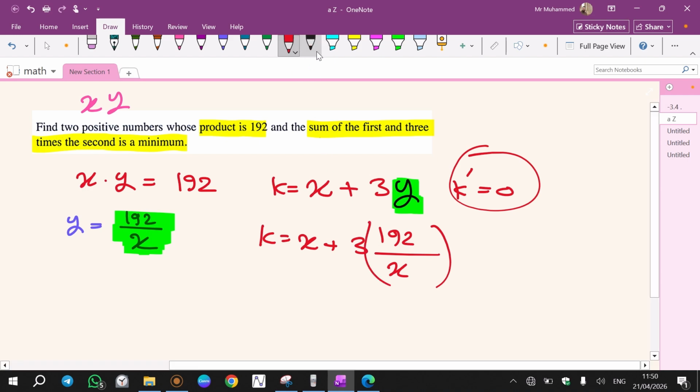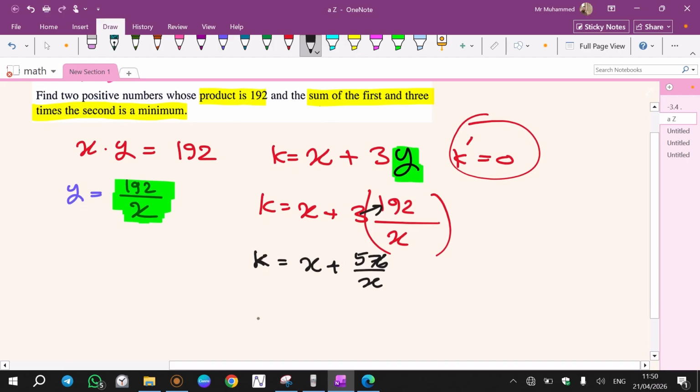You know, if we multiply a term by a fraction, we only multiply it with the numerator. 3 times 192 is 576. K equal to x plus 576 over x. Now the expression of k contains x only. I can do the derivative. K prime equal to, derivative of x is 1.